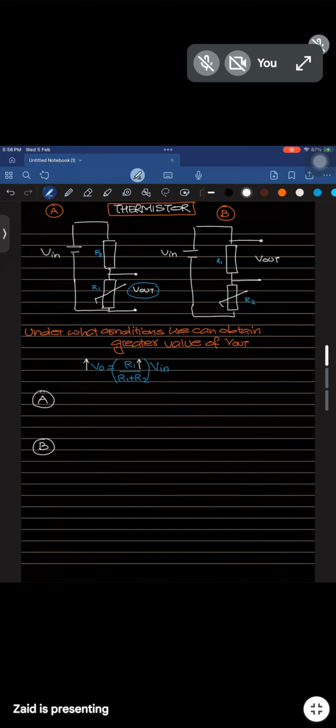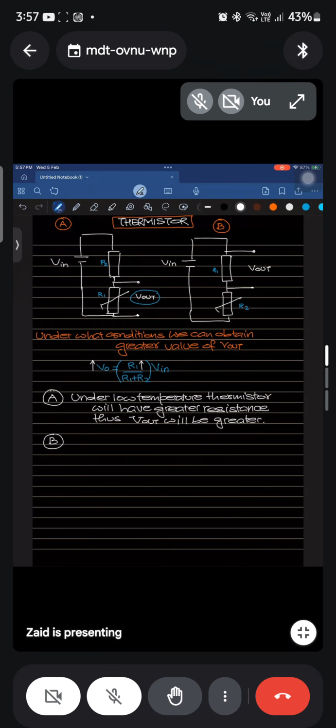So for A, we are going to write: under low temperature, thermistor will have greater resistance, thus V out will be greater. Is this clear to all of you?